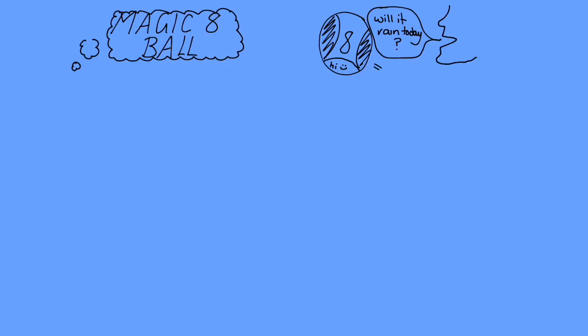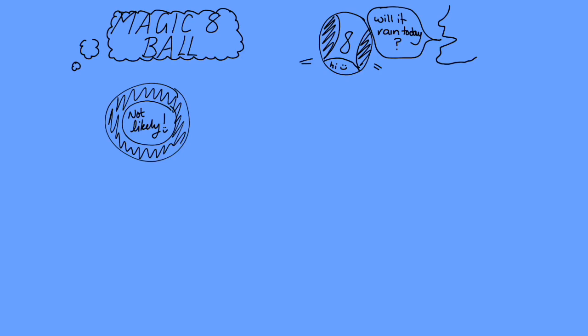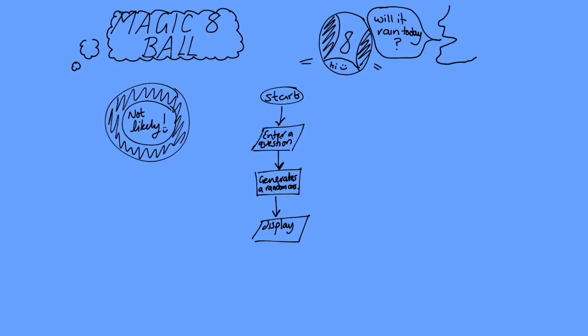So you can ask it, will it rain today? You shake it about, the Magic 8-Ball screen, oh, because it's all black. Not likely. Yes, it's going to be a nice dry day. Brilliant. It's not actually that simple as far as coding is concerned, because we just randomly generate a number. So we basically enter a question, we generate a random number which generates the answer, and then we display the answer. And then we finished. Done.